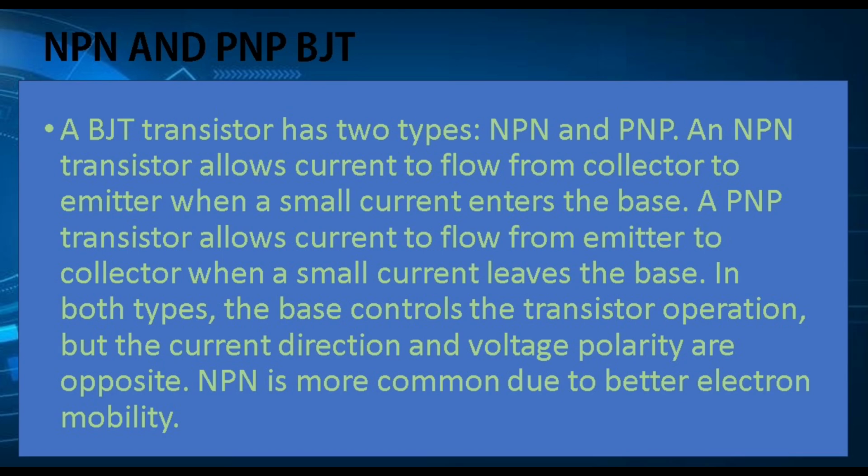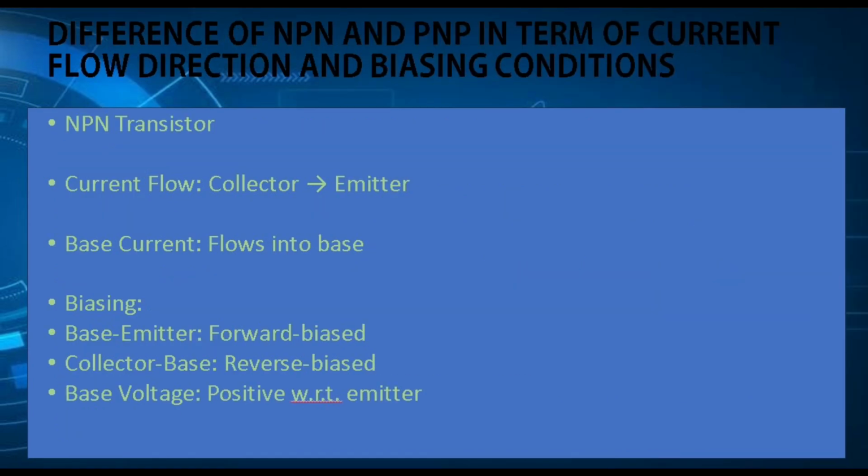In both types, the base controls the transistor operation, but the current direction and voltage polarity are opposite. NPN is more common due to better electron mobility. So guys, now we are going to see the difference of NPN and PNP in terms of current flow, direction and biasing connection. First of all, we are going to see the NPN transistor.